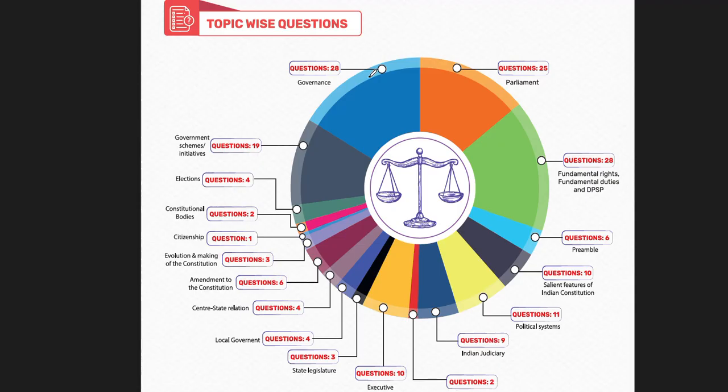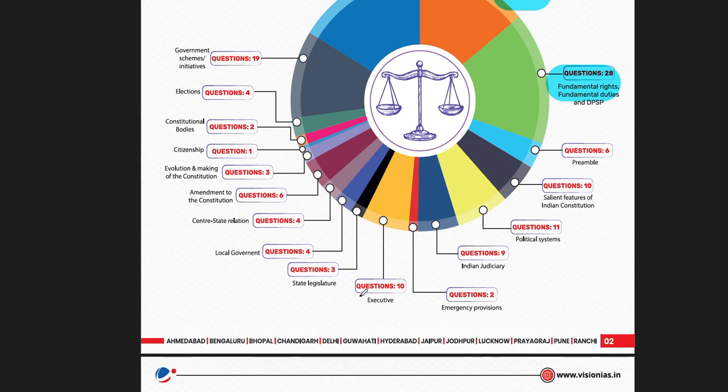The most important theme is governance, which has 28 questions, and in the polity section you have Parliament, 25 questions, and fundamental rights, DPSP, and fundamental duties. These three together constitute around 28 questions. So the most important thing is Parliament, then fundamental rights, fundamental duties, and DPSP. Then you have the Preamble, salient features of the Indian Constitution, political system, Indian judiciary, and executive. And here you have government schemes and initiatives.